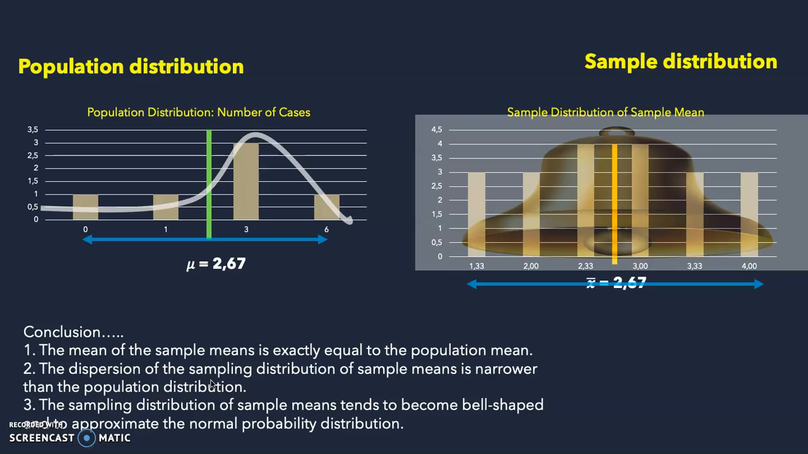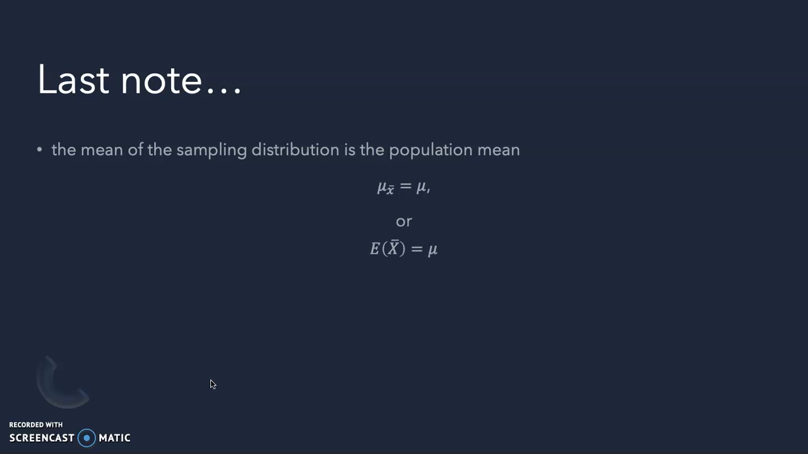Now that you understand the sample distribution of sample mean, I would like to add some additional notes here. Based on the example I have shown you on constructing the sample distribution of the sample mean, the mean of the sampling distribution is the population mean, or the expected value of the sample mean is just equal to the population mean. Thus, the sample mean is an unbiased estimator of the population mean.